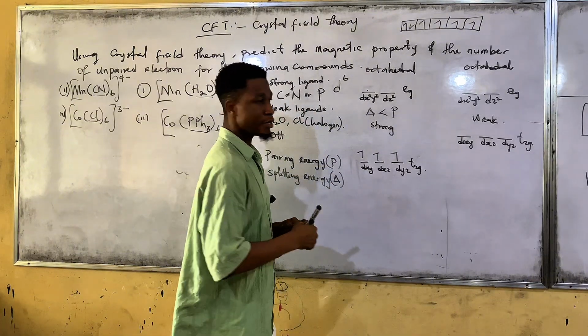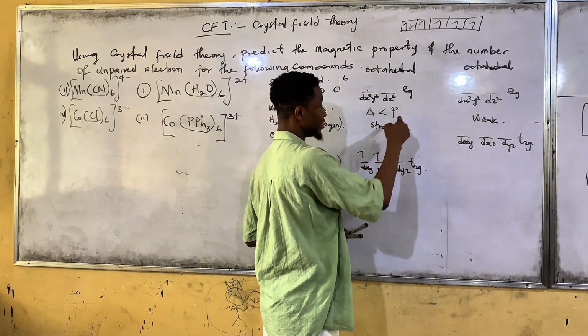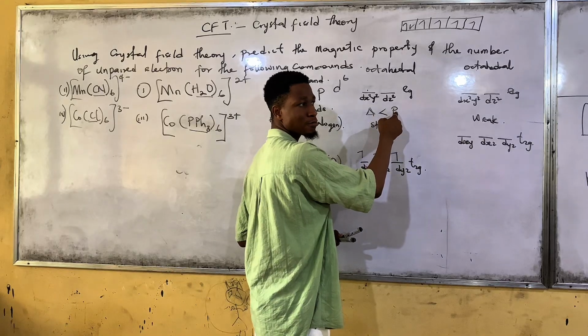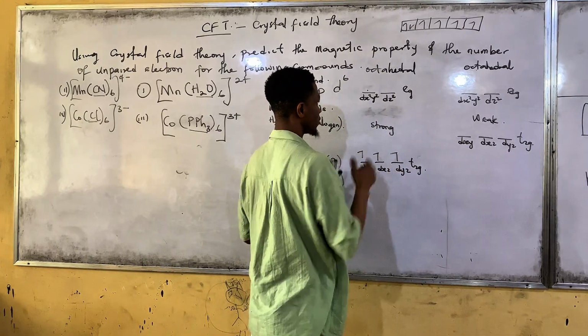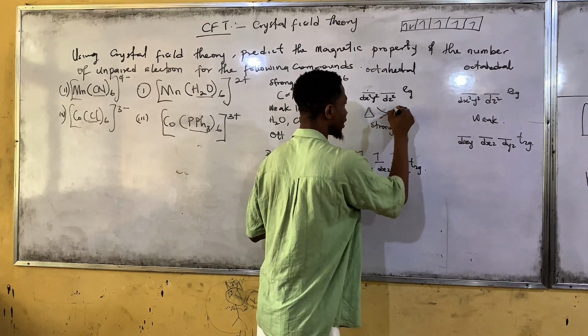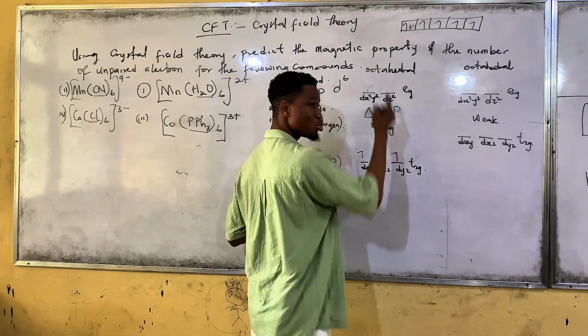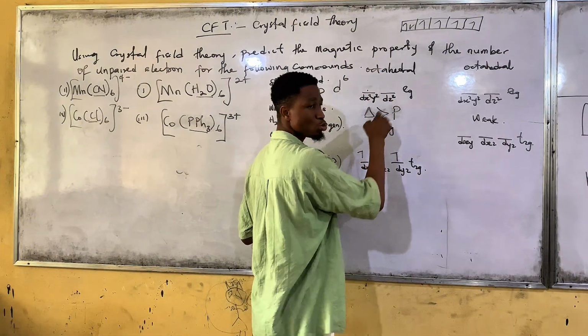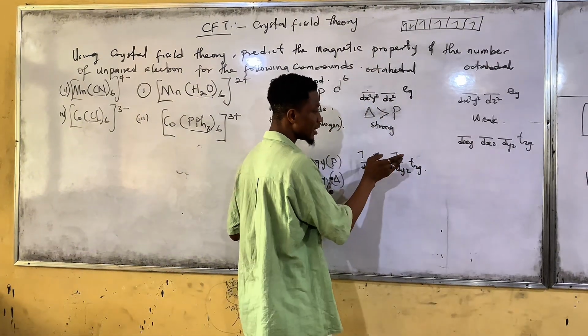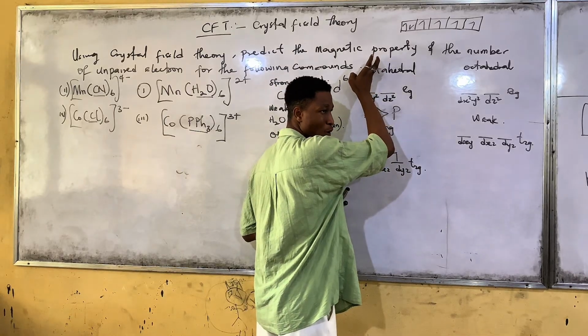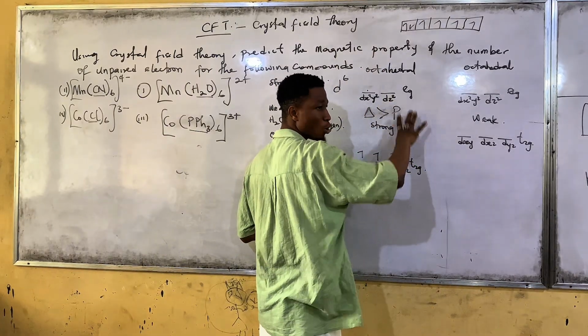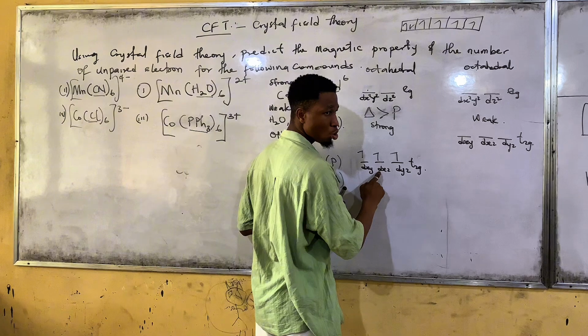Are we together? Here you say splitting energy is greater than pairing energy. Yes, the energy used to jump is higher than the energy used to pair. What I'm saying is that the electron cannot jump. Why? Because the energy to jump up is higher than the energy to pair up here.